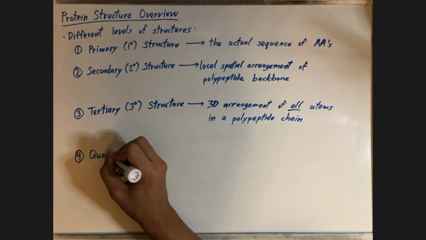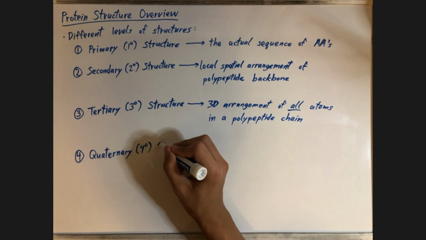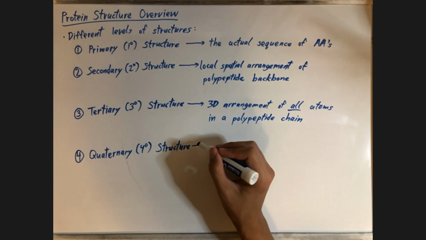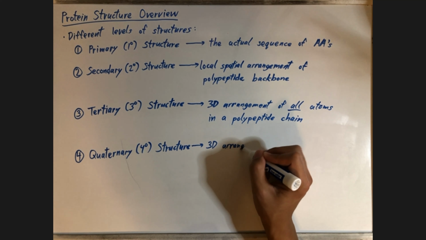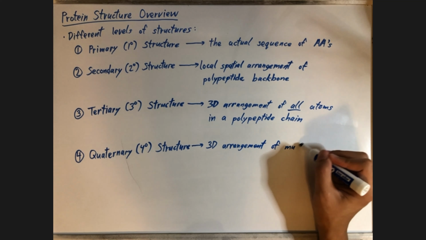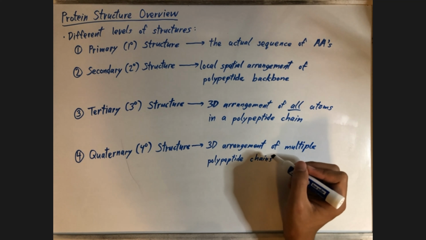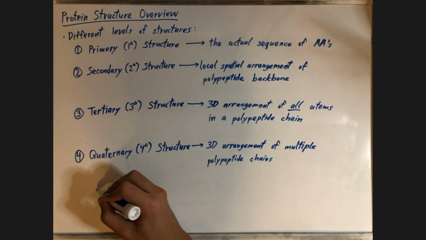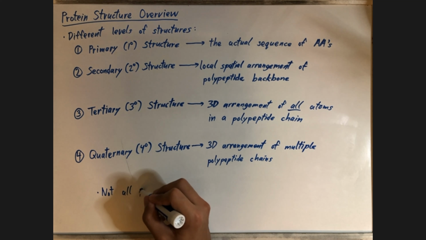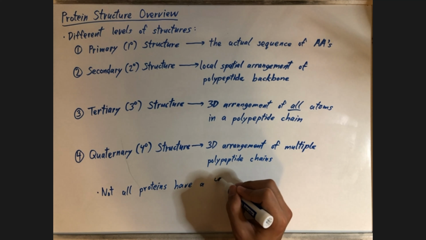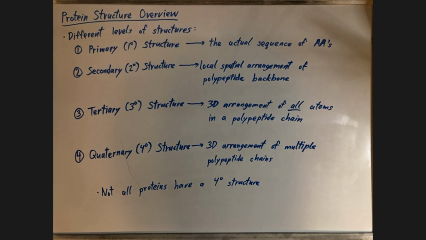And then quaternary structure refers to the 3D arrangement of multiple polypeptide chains. So tertiary structure is still just one polypeptide chain, quaternary is multiple. And not all proteins have a quaternary structure. Some of them stop at the tertiary because they're already biologically active.